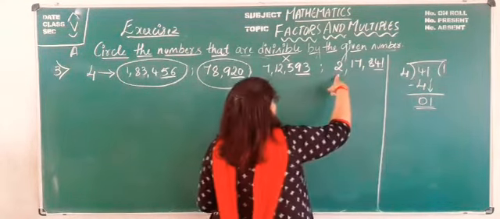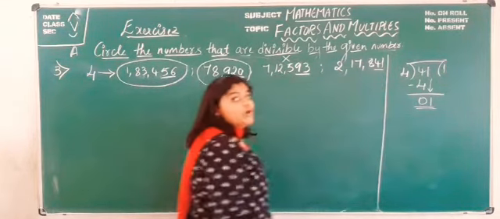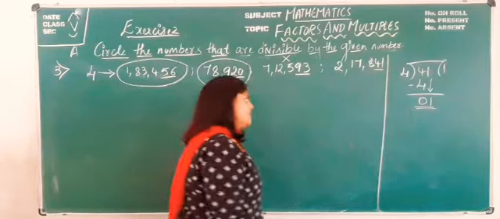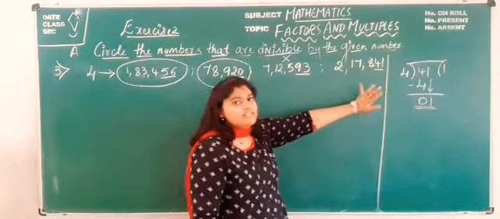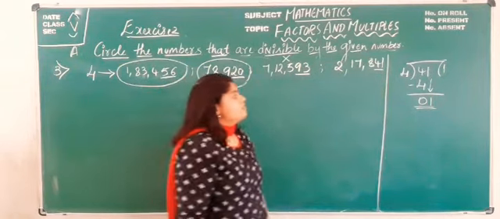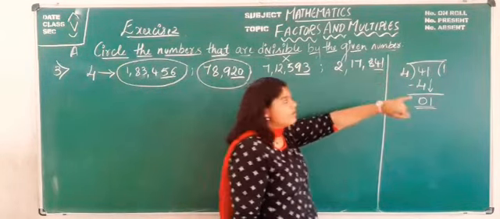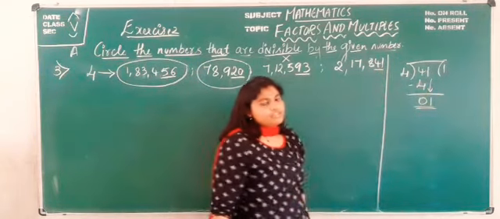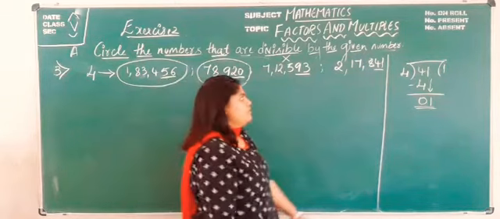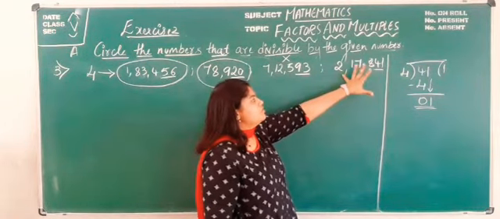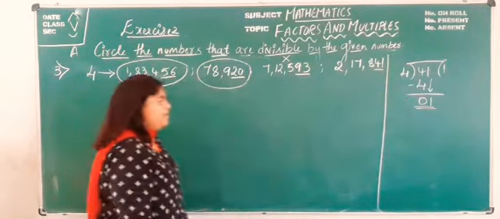Therefore, this number 2,17,841 is not divisible by 4, because the last 2 digits of the given number are 41, and you saw that 41 is not divisible by 4.